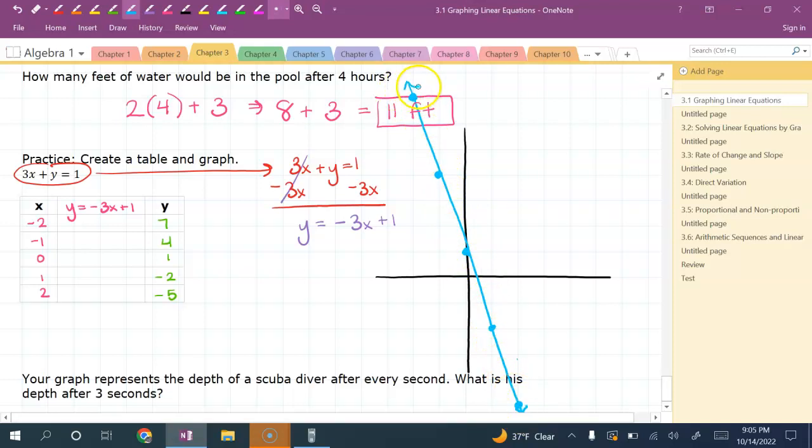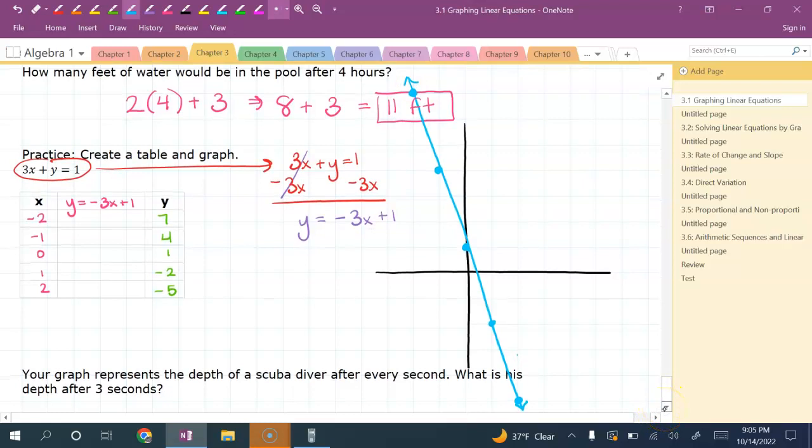So there's your line. Now the follow-up question says your graph represents the depth of a scuba diver after every second. What is his depth after 3 seconds? So again, you would take negative 3, again I'm using the equation here, times 3, that's the seconds, and then plus 1. And so that would be negative 9 plus 1, which would be negative 8 feet.